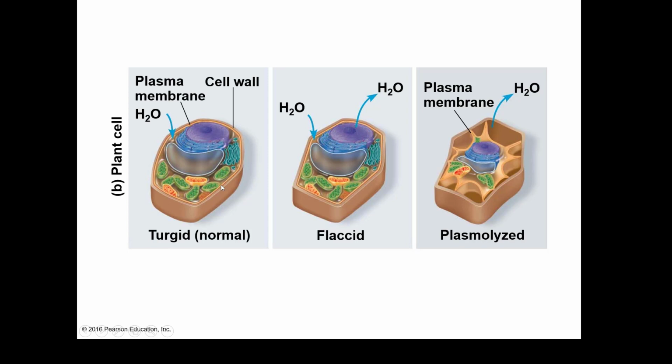Remember that animal cells don't have a cell wall, but plant cells have a wall and a membrane. Well, if it's equal water coming in and going out, that cell membrane isn't nice and tight. It's not pushing against the cell wall, and so it becomes flaccid. Plasmolysis is where the actual membrane pulls away from the cell wall, and this is really, really bad for that plant.